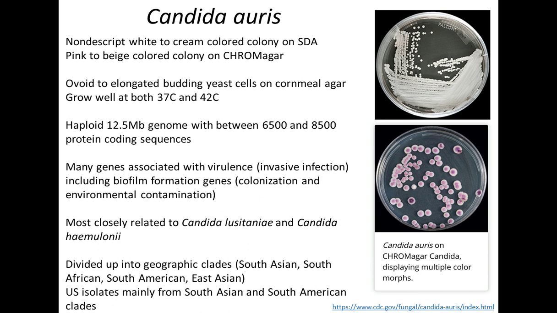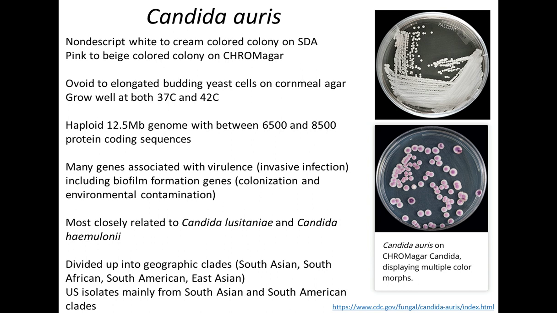It's interesting to look at the genome. So it has a haploid 12.5 megabase genome with between 6,500 and 8,500 protein coding sequences. And when an analysis of those sequences is done, there are many genes associated with virulence, so an ability for this organism to cause invasive infection. And then there are also genes for biofilm formation, both in a patient but also in the environment. And I think this shows why this organism can be so invasive, but also has the tools to colonize the environment. Genomically, it's most closely related to Candida lusitaniae and Candida haemulonii.